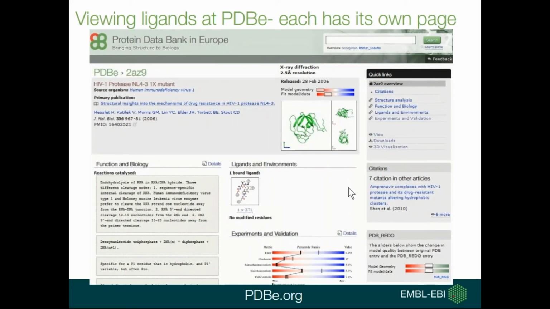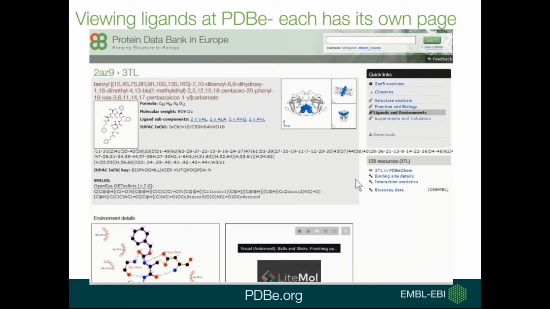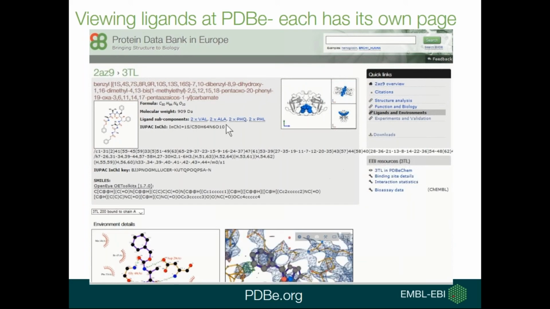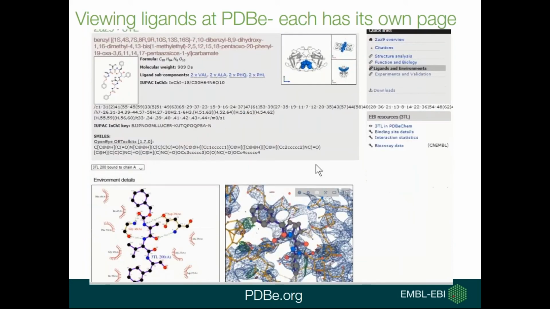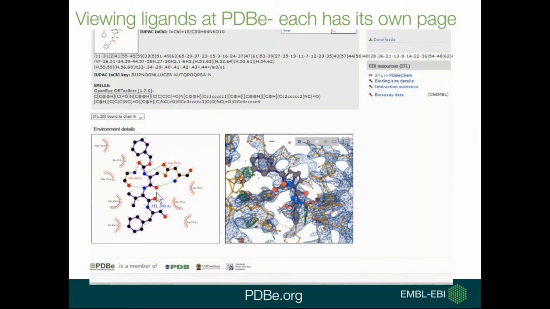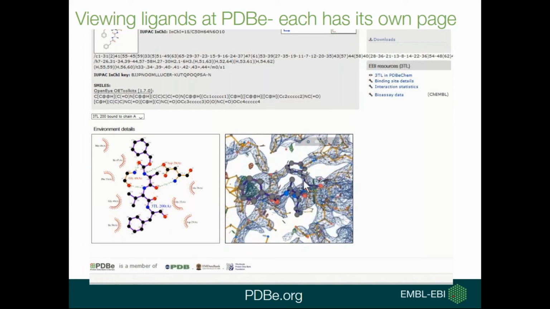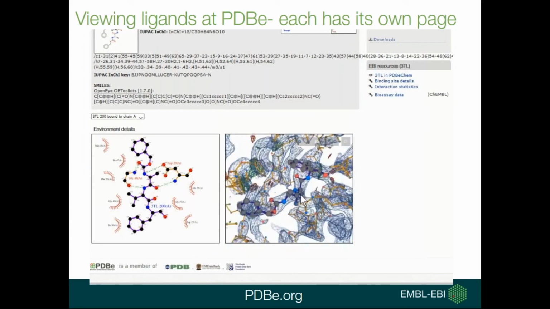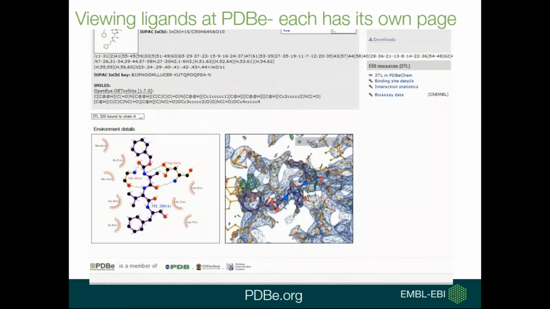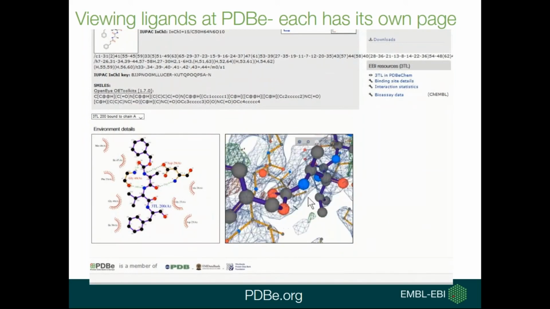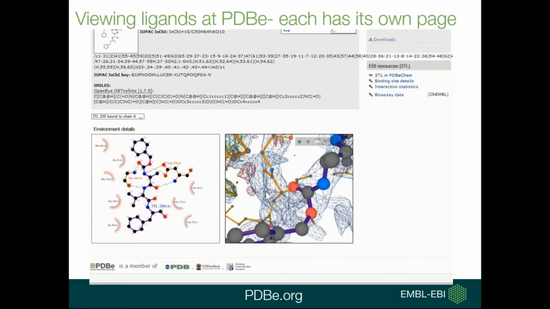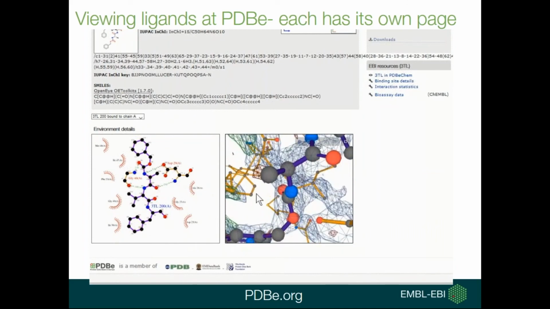Each ligand on the PDBe pages has its own page. So if you click on the ligand here, 3TL, you can see lots of information about the ligand at the top, and then scroll down a bit. You have a 2D diagram looking at the binding site, and you can see the binding site in 3D, complete with the electron density for X-ray structures there. So you can assess the quality of the ligand and how it fits the data, and how it sits in the binding site.